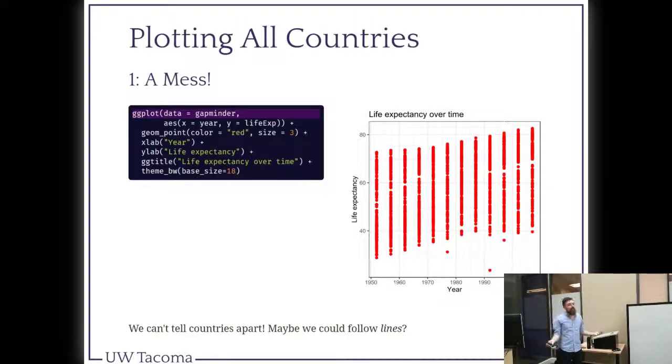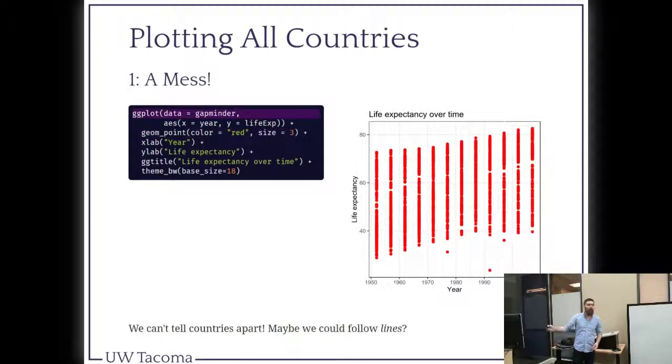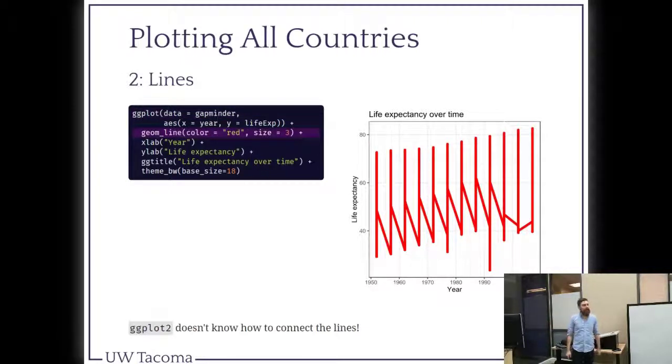We can't tell our countries apart. It might be easier to do something like following lines across time, with year on the x-axis. So I change geom_point there to geom_line. Well, now we get something equally useless. What's going on here is it's just taken every dot basically in that scatter plot and connected all of them together with one line. It's not very useful. You look at this and you're like, okay, well, now there's a line, but it's still equally uninformative.